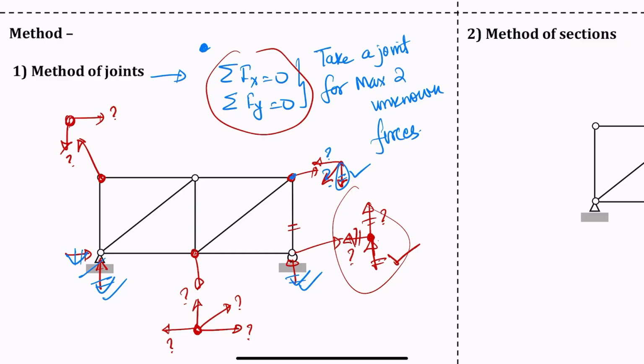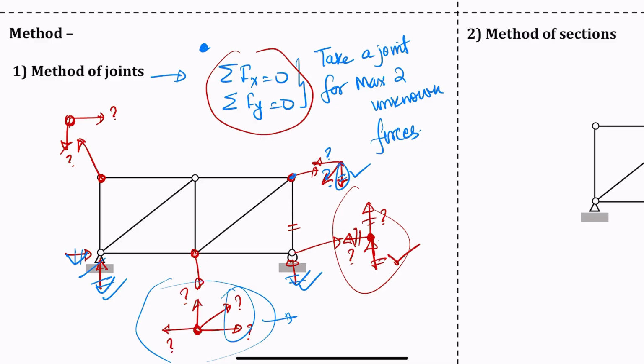Remember that you can only take a joint which has no more than two unknown forces. But what's the problem? It's not a problem actually, it's just that you'll have four unknowns but only two equations. So you have to do extra work, spending extra time to look at how to find the remaining two unknowns.